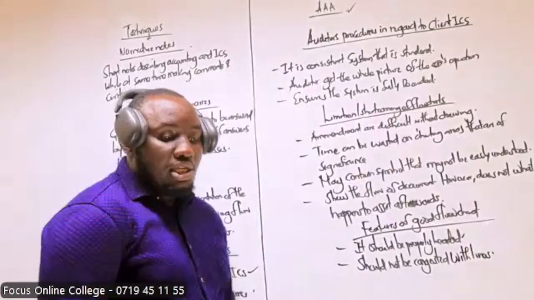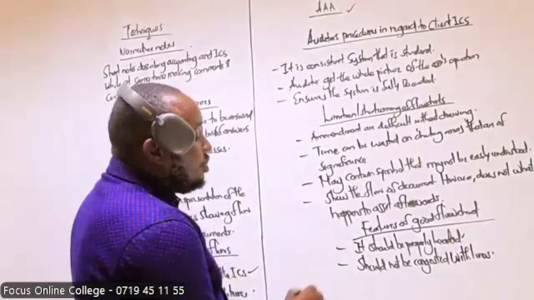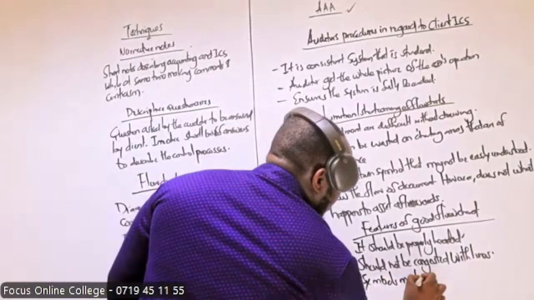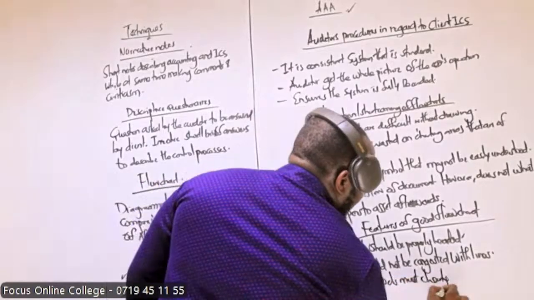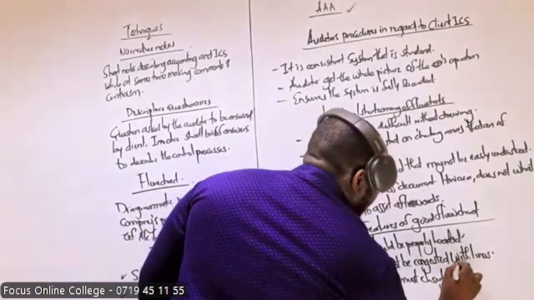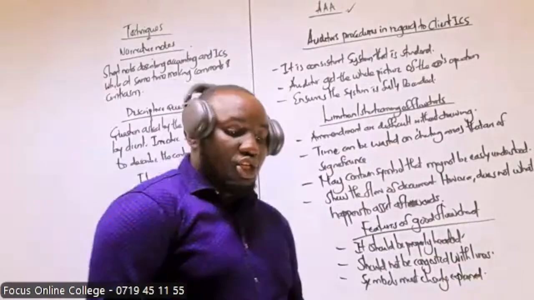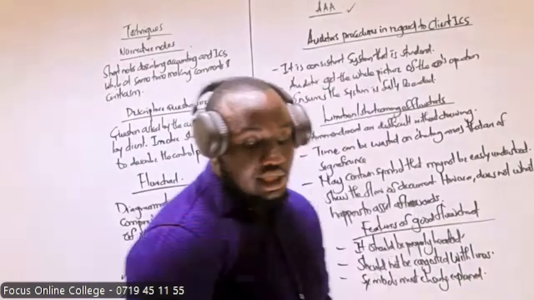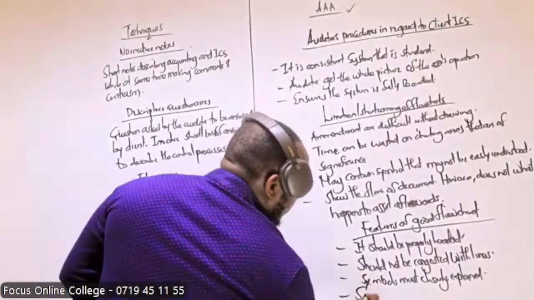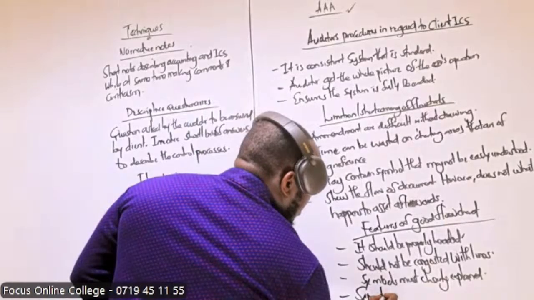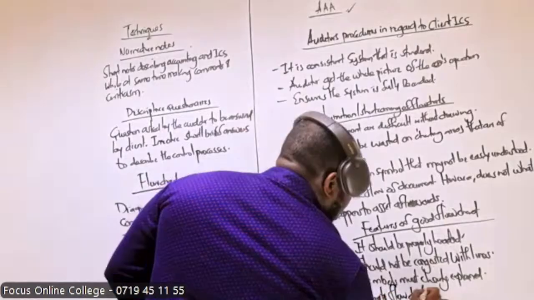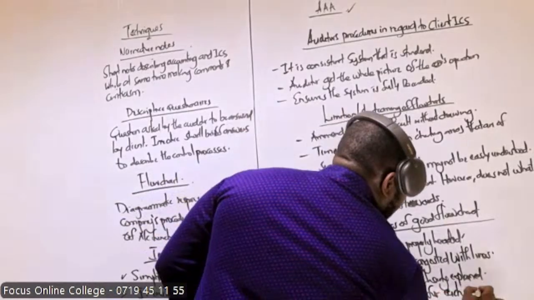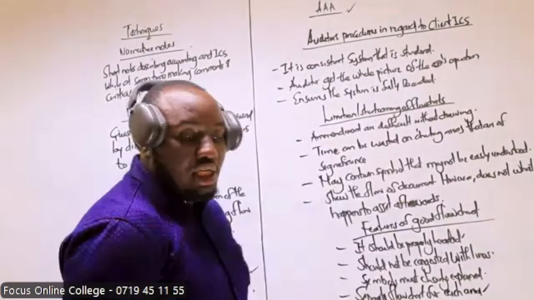Symbols must be clearly explained. If you use symbols, we say symbols must be clearly explained. There should be a separate flow chart for each area. There should be a separate flow chart for each area.